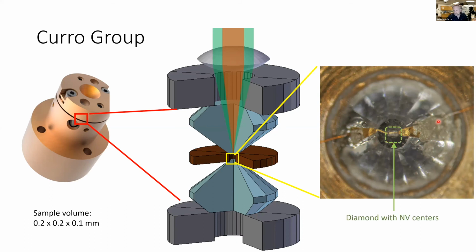Right here is a little chip of diamond at the very tip of another diamond anvil. Here's a picture of a diamond anvil, and it presses down, and in the very center of this is a tiny piece of diamond, and this gold strip here is our microwave antenna. We can measure properties of materials at high pressures using the NV centers. So that's where my research is focused right now.